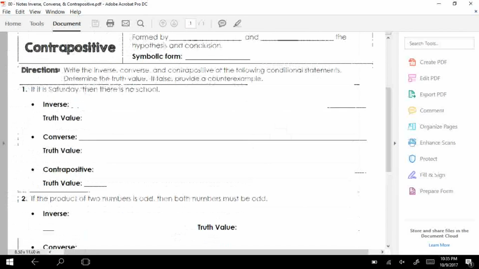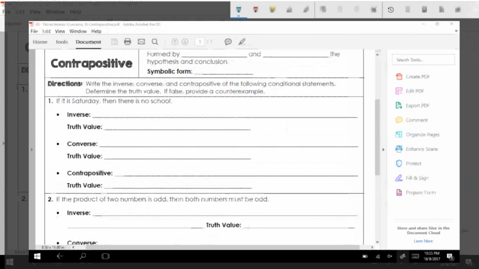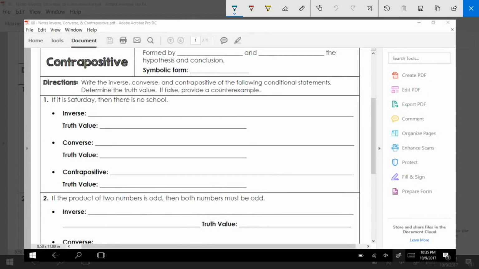Here we go. So the original statement is, if it is Saturday, then there is no school. So let's label the P and then Q to help us out a little bit. So P is it is Saturday, and the Q, the conclusion, is there is no school. That's P, then Q. So the inverse, what is the inverse? If you look up at your notes, it's formed by negating the hypothesis and conclusion. It's if not P, then not Q. So P is if it is Saturday, so not P would be if it is not Saturday.